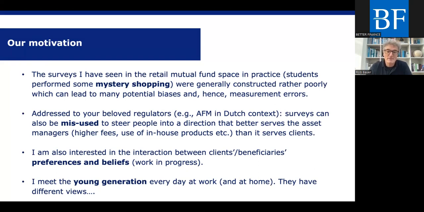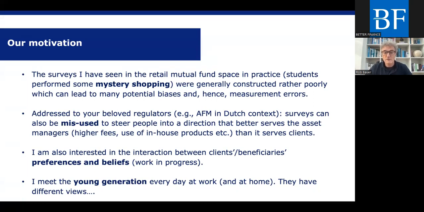I let a student do some mystery shopping, and the students came back with the way that the average asset manager does this sustainability elicitation. And I think it's almost a euphemism to say that they are rather poorly constructed. The last thing they do is measure the real preferences, so there will be a lot of measurement errors.